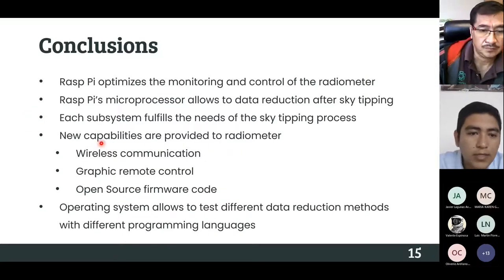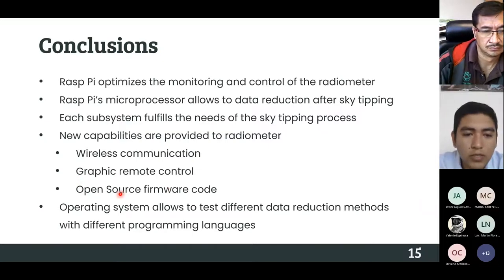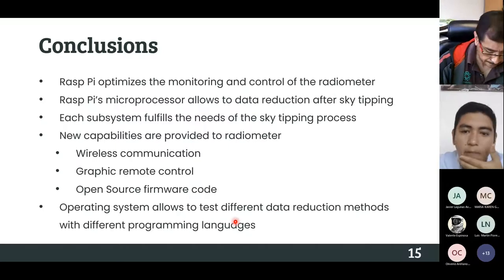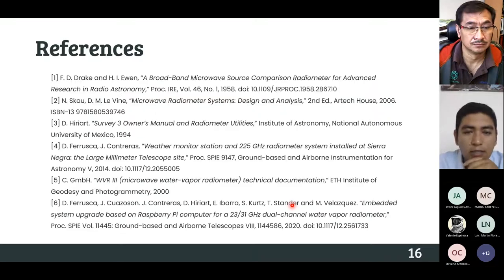The new capabilities provided to the radiometer are the wireless communication via Ethernet and Wi-Fi, the graphic remote control, and the open source firmware code. And this operating system of the Raspberry Pi allows testing different data reduction methods with different programming languages. There are some references of the work, and this is all for me.